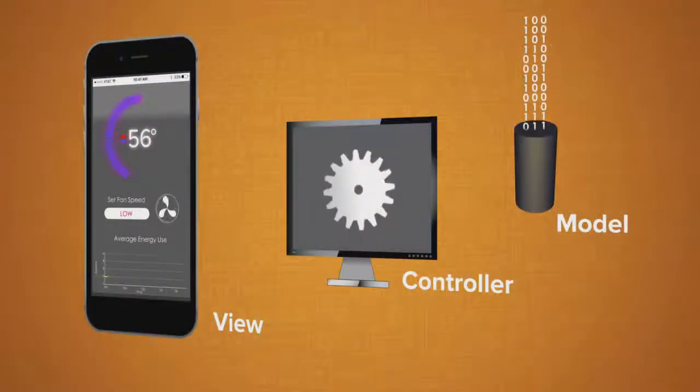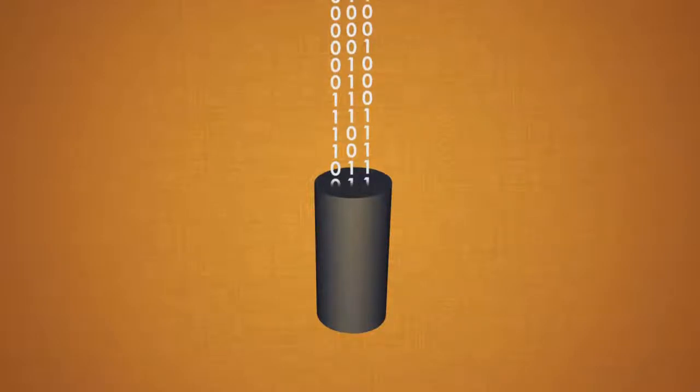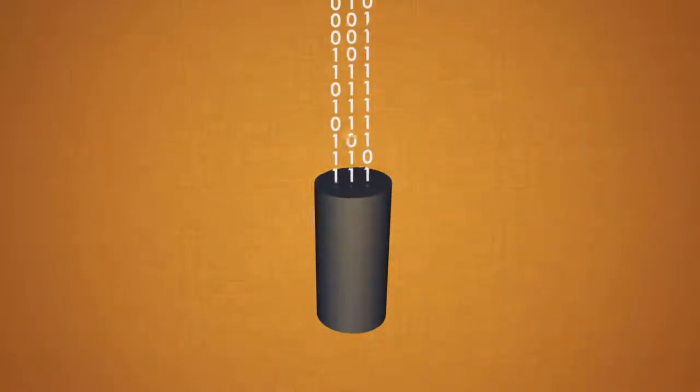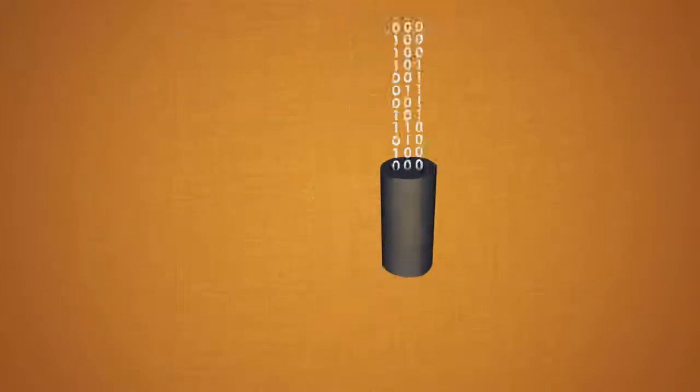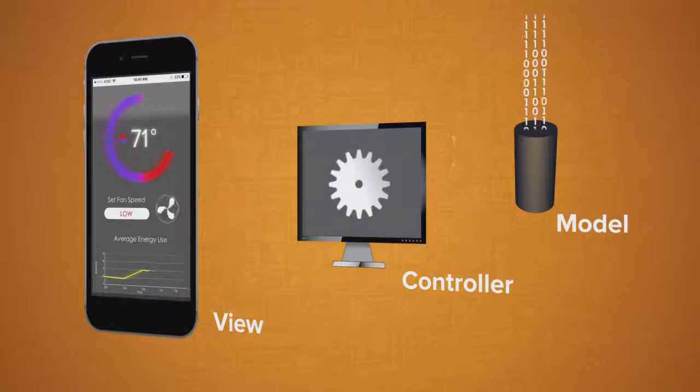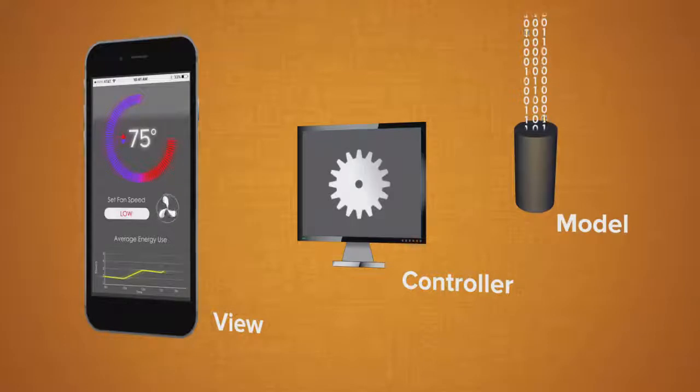The final layer of an app's structure is the model layer. The model layer processes the data and information that the app uses. This data can be pulled from a database, entered by a user, or gathered from a sensor. The layers of an app's architecture are constantly working together to create the desired experience for the user.